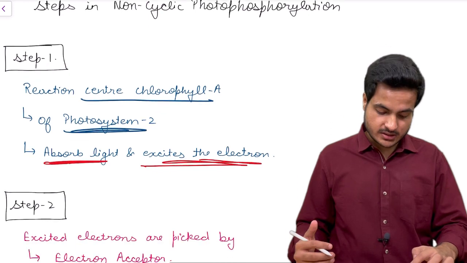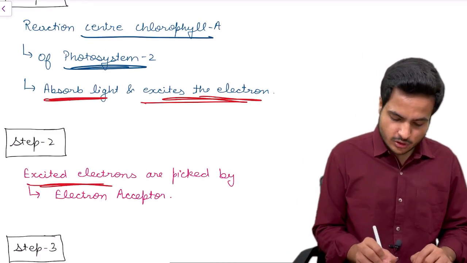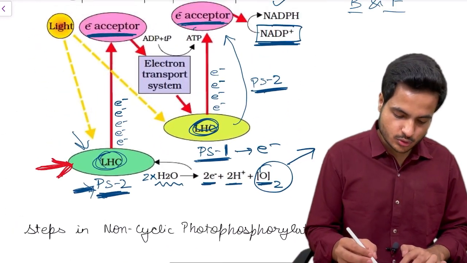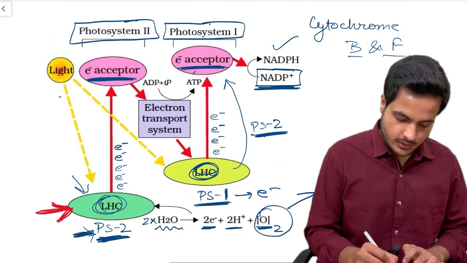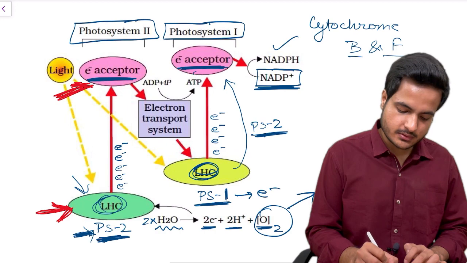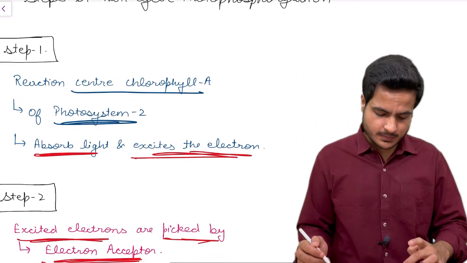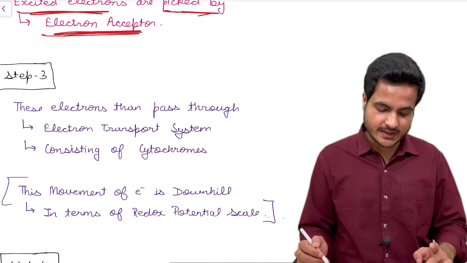Now what is step 2? The excited electrons would be picked up by the electron acceptor. So now we have reached the story up to here. We have an electron acceptor which is accepting the electrons. This is step 2. Now what is step 3 of this non-cyclic photophosphorylation?